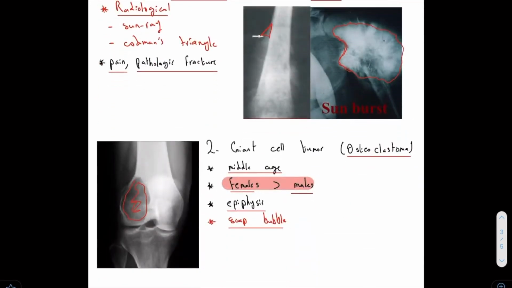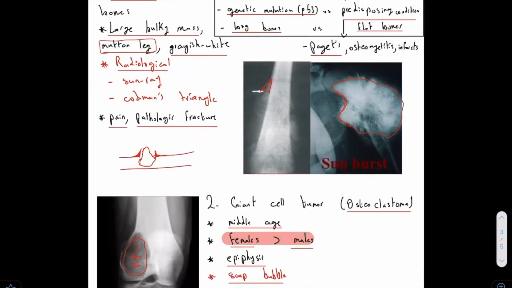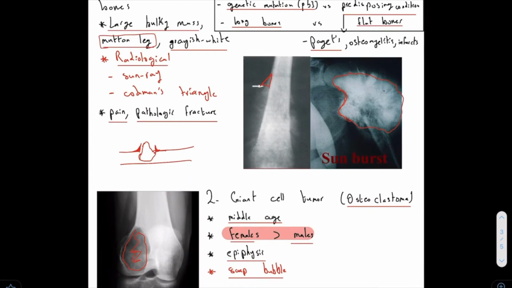Codman's triangle, the reason it happens is because imagine you have this bone and there's a tumor here, okay? So the tumor outgrows, and the periosteum around the bone gets lifted up with the tumor, you know? So this is sometimes called the periosteal reaction also, okay? And it's also called Codman's triangle. Other things this tumor can cause are pain and pathological fracture.